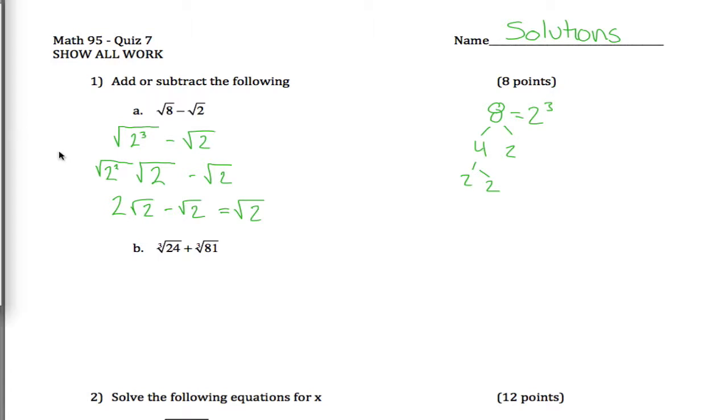Kind of along those same lines, you can find the prime factorization of 24. 24 is 8 times 3. 8 is 2 times 4, which is 2 times 2. So 24 is 2 cubed times 3.